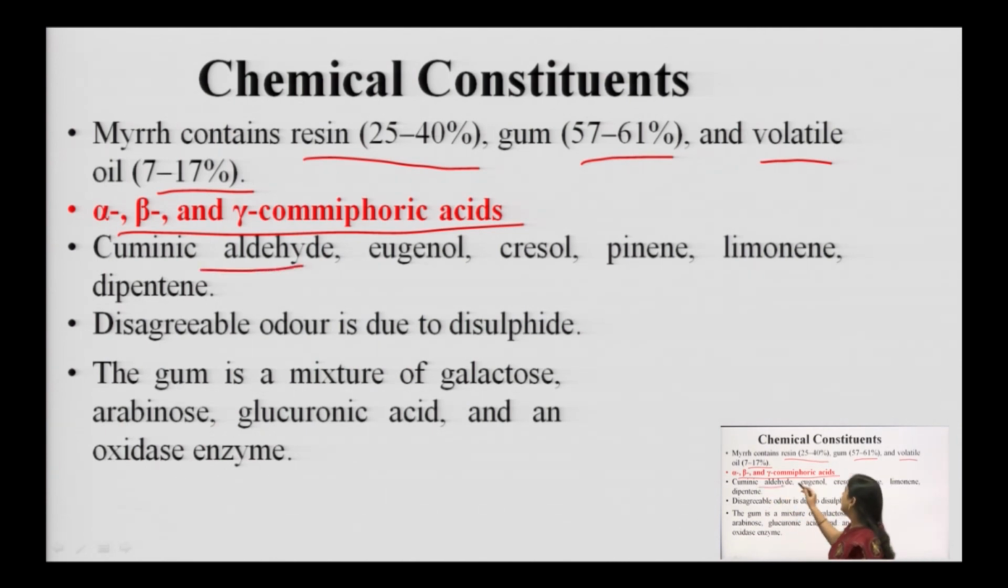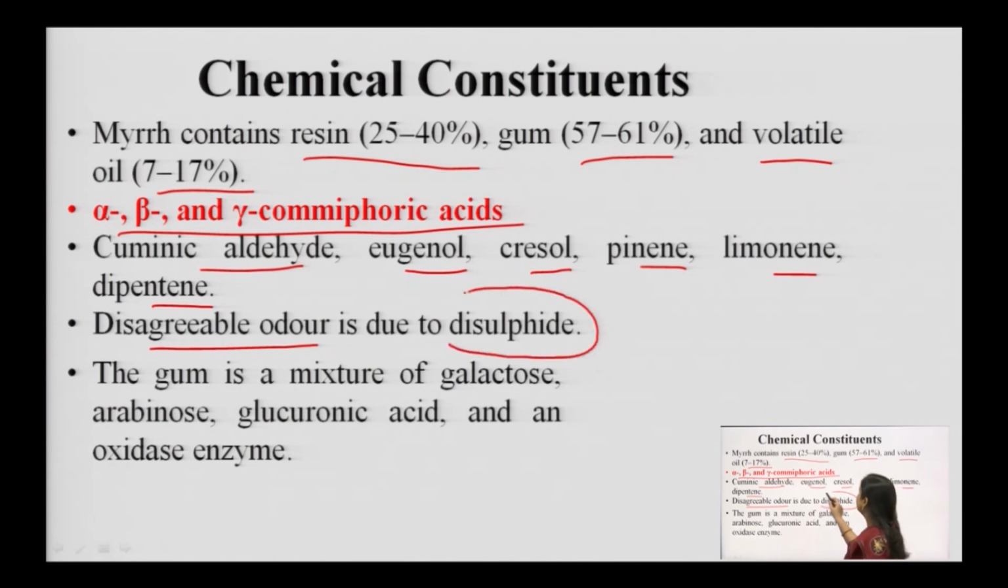It also contains cuminic aldehyde, eugenol, cresol, pinene, limonene and dipentene. So, there are different types of volatile oils. Cuminic aldehyde is an aldehyde type of volatile oil. Eugenol, we have studied, it has a hydroxy group, it is found in clove and cinnamon. Then cresol, pinene, limonene, dipentene, these are the hydrocarbon alkene type volatile oils. And the disagreeable odor, which people sometimes notice on storage, is due to a disulfide substance present in this myrrh. And the gum of this myrrh is a mixture of galactose, arabinose, glucuronic acid, and there is also an enzyme, oxidase enzyme, present in myrrh.